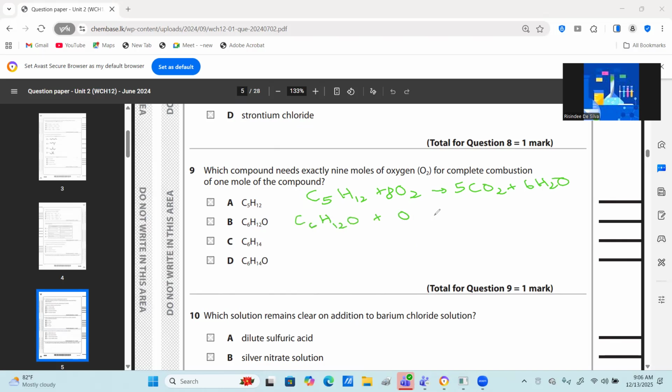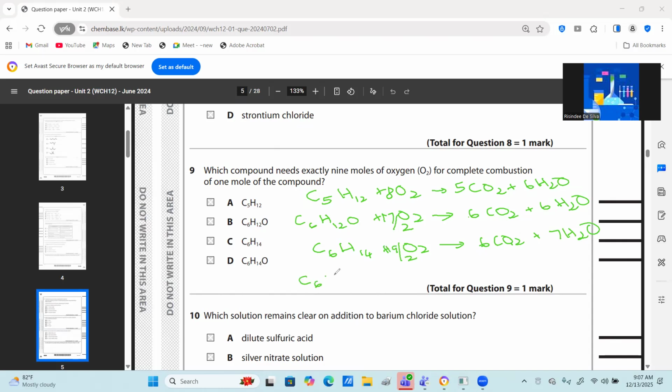C6H12O with oxygen, you get 6 CO2 and 6 H2O. Then the total number will be 6 into 2, 12. 12 and 6, 18. 1 is already there. 17 over 2. Then that is also not the correct answer. If you take these two, 6 CO2 and 7 H2O, 6 into 2, 12. 12 and 7, 19. So it should be 19 over 2.